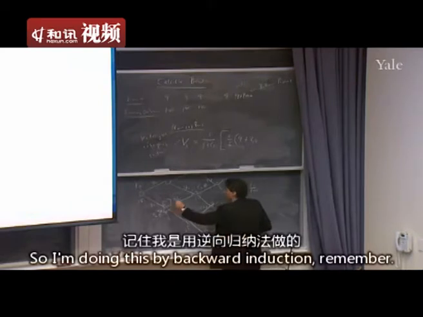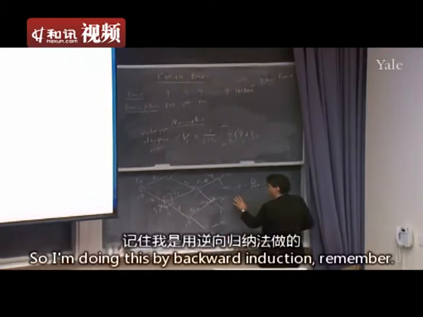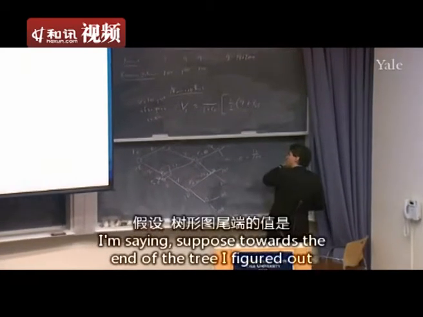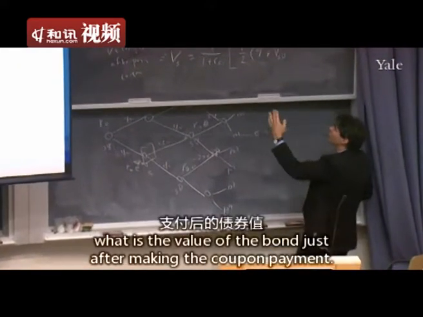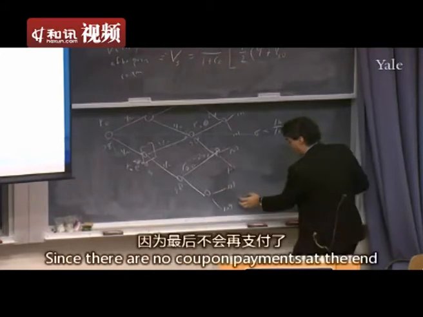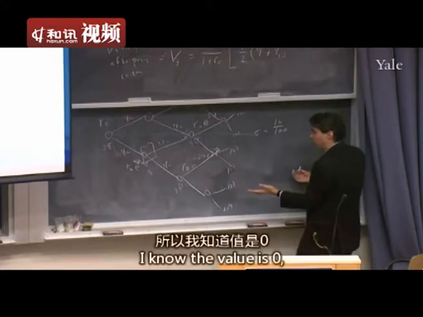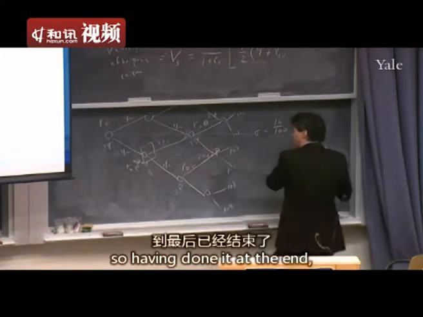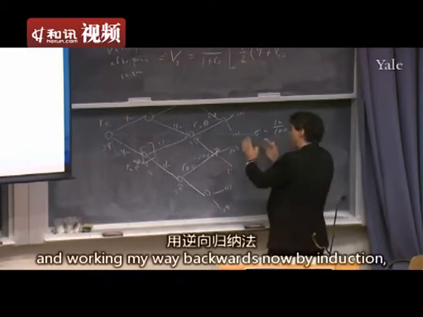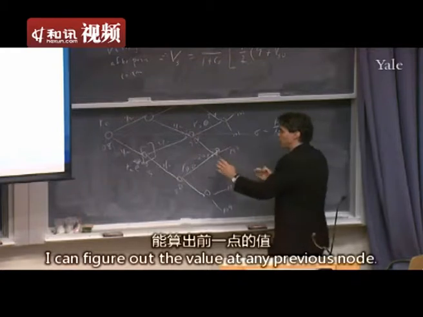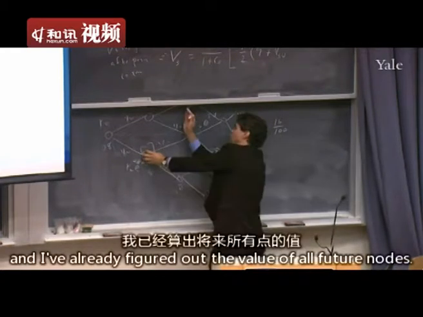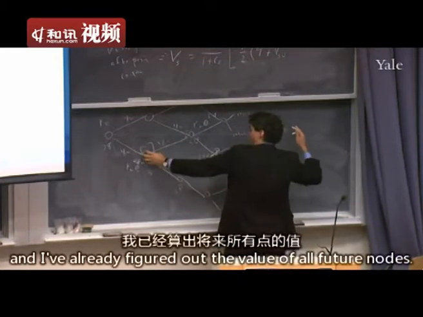So I'm doing this by backward induction, remember. I'm saying, suppose towards the end of the tree, I figured out what is the value of the bond just after making the coupon payment. Since there are no coupon payments at the end, I know the value is 0. Okay, so having done it at the end and working my way backwards, now by induction, I can figure out the value at any previous node. So suppose I'm here, and I've already figured out the value of all future nodes.